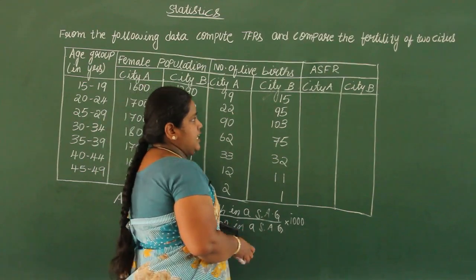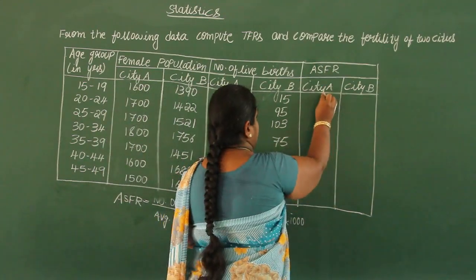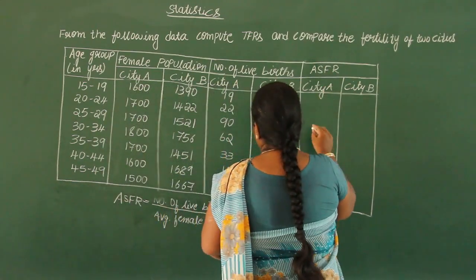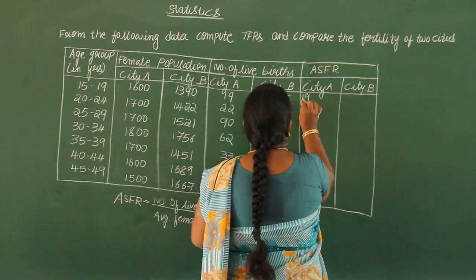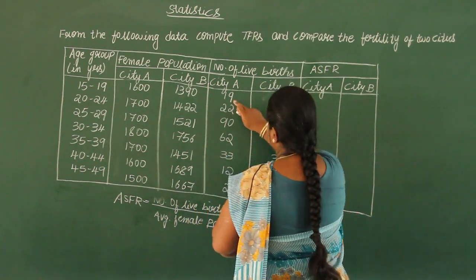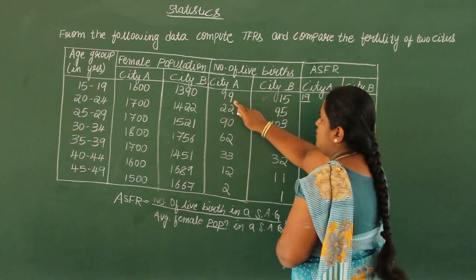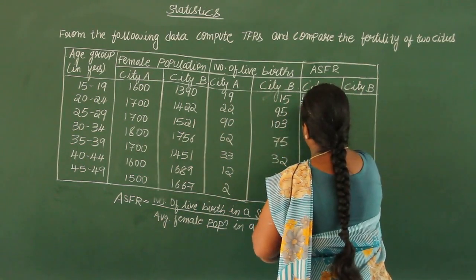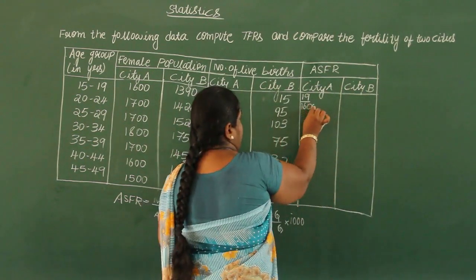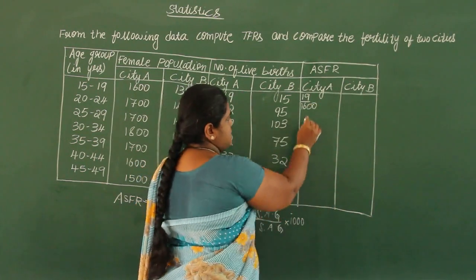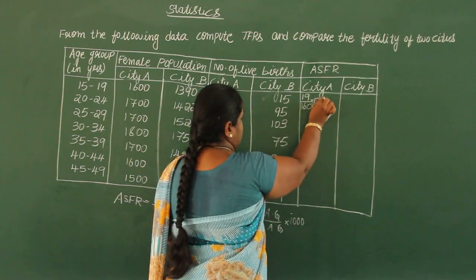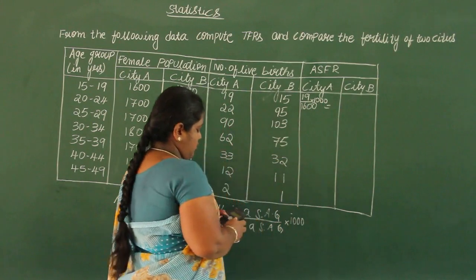So first calculate ASFR for city A. The first value is 19 divided by, so the number of live births in city A is 19, divided by the female population, which is 1600, into 1000. So find out this, what do you get?